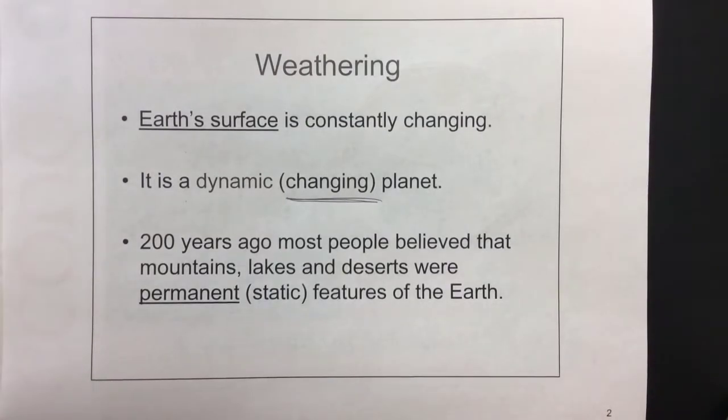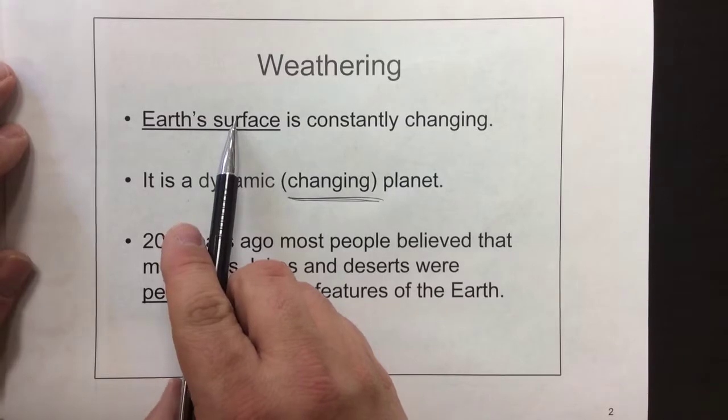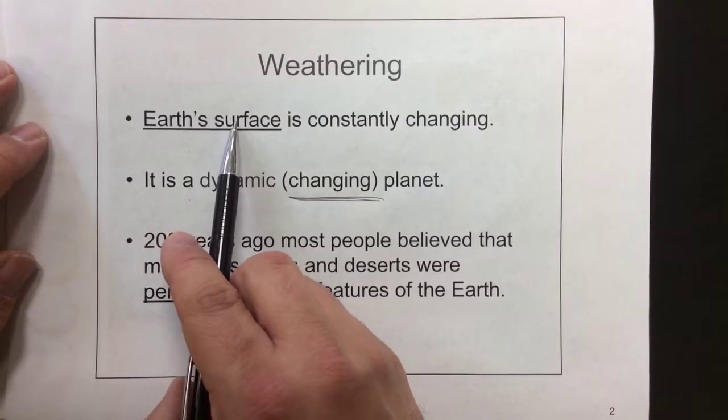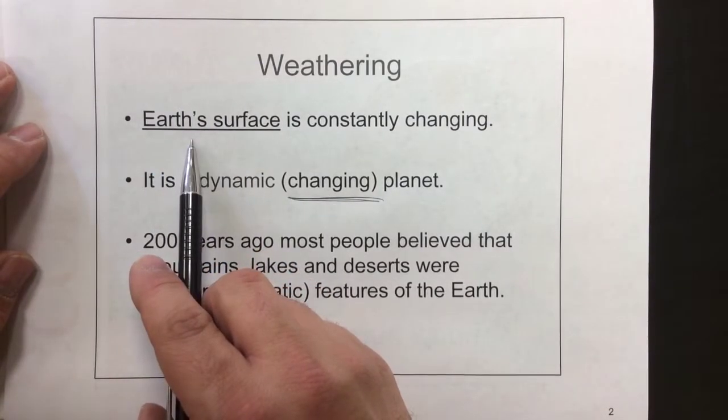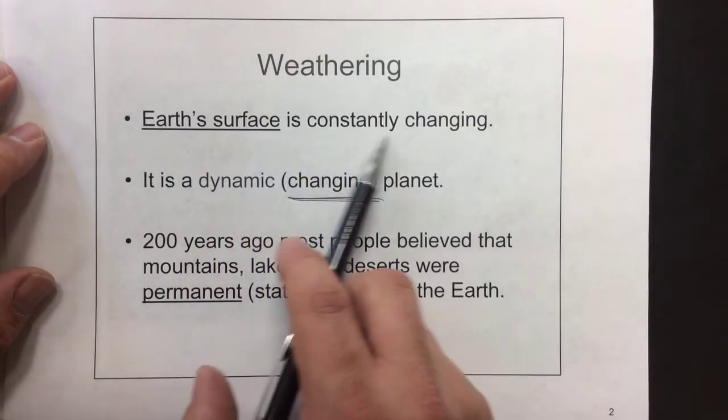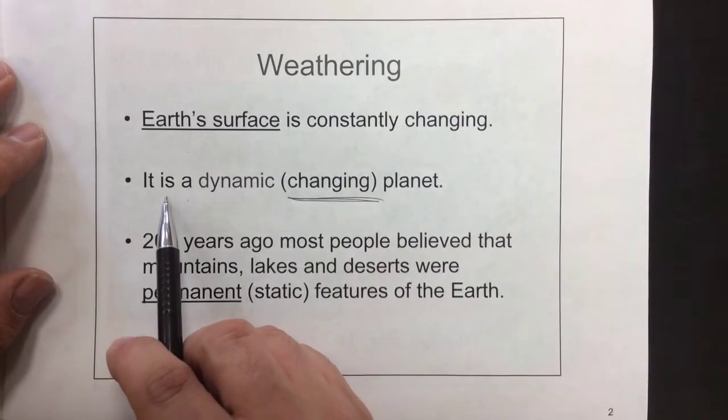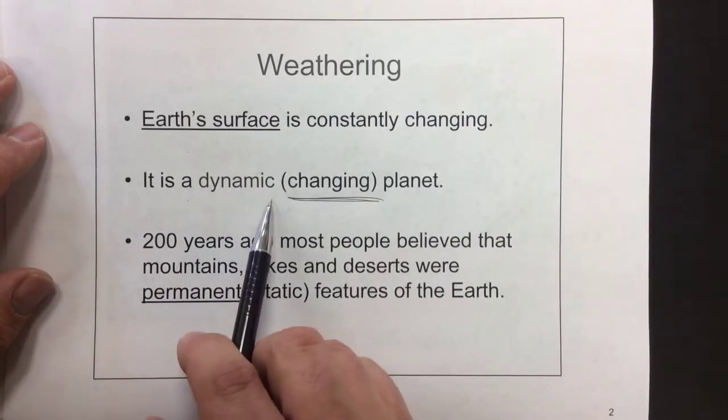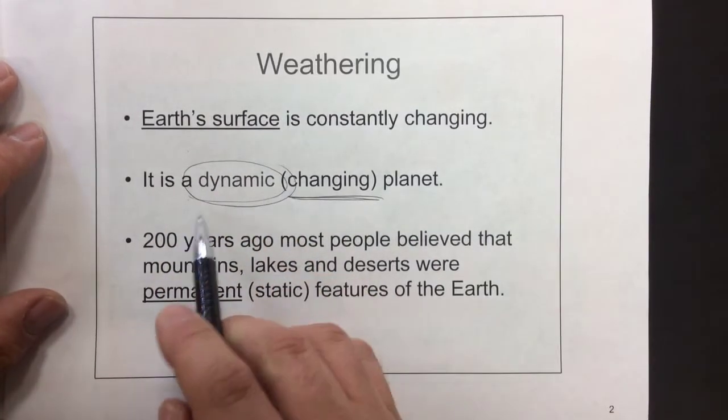Okay, as we start our notes for weathering, first thing I want you to clue in on is Earth's surface. Earth's surface is basically anything on the outside of the planet. This can be hills, valleys, mountains, water, like the ocean. On Earth's surface, everything is constantly changing. Second point, another word for changing is dynamic. This will be a word that you see in this unit, dynamic.